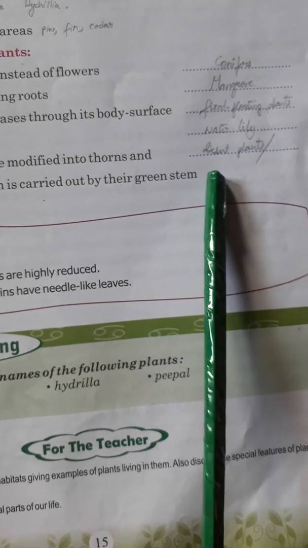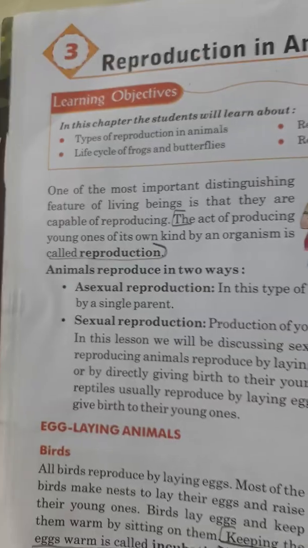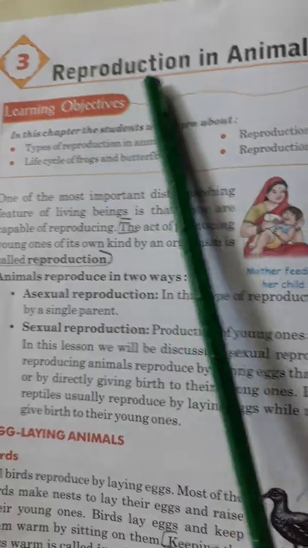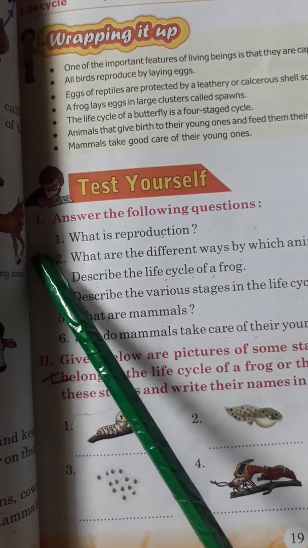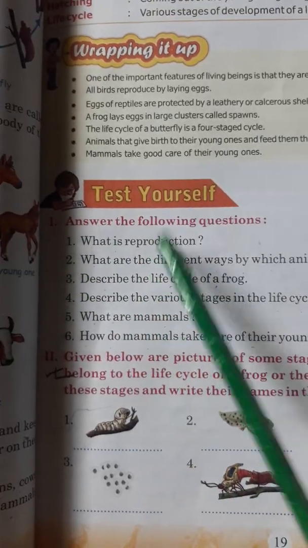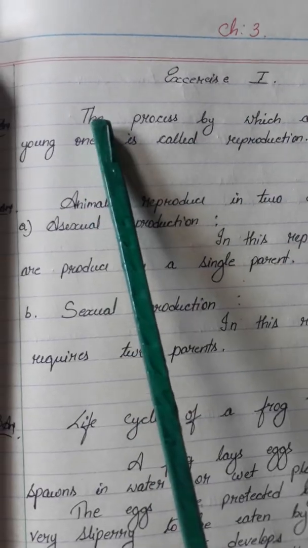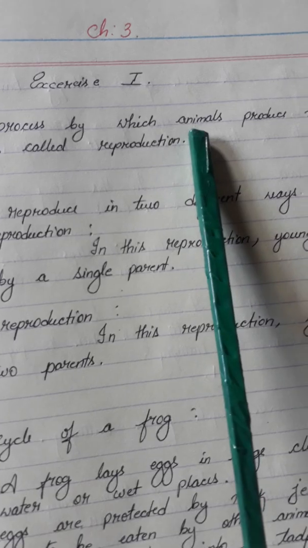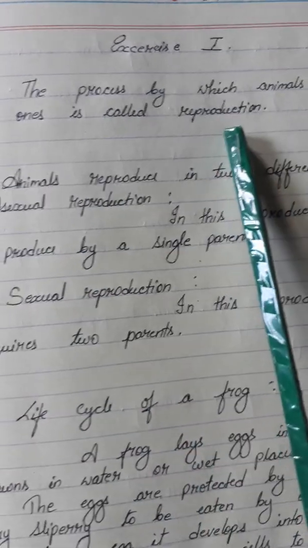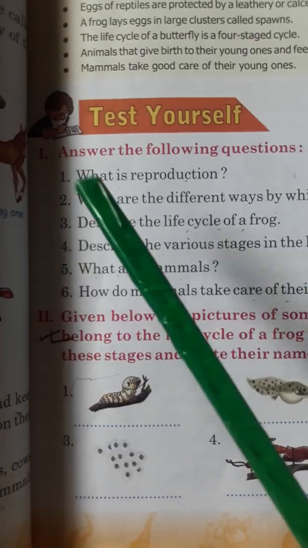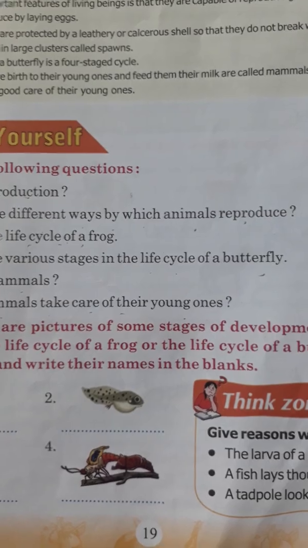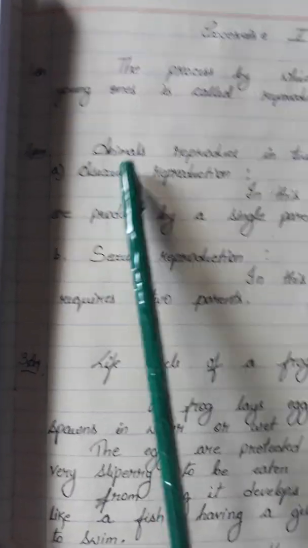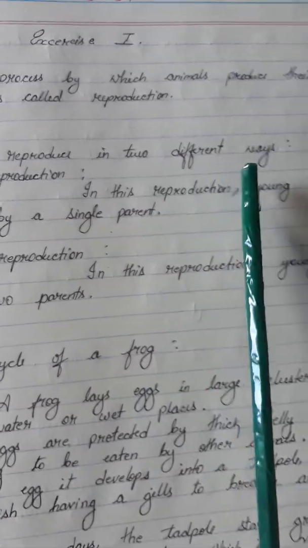that is desert plant. Now chapter 3, reproduction in animals. The first exercise: Answer the following questions. 1: What is reproduction? The answer: The process by which animals produce their young ones is called reproduction. Number 2: What are the different ways by which animals reproduce? The answer: Animals reproduce in 2 different ways.